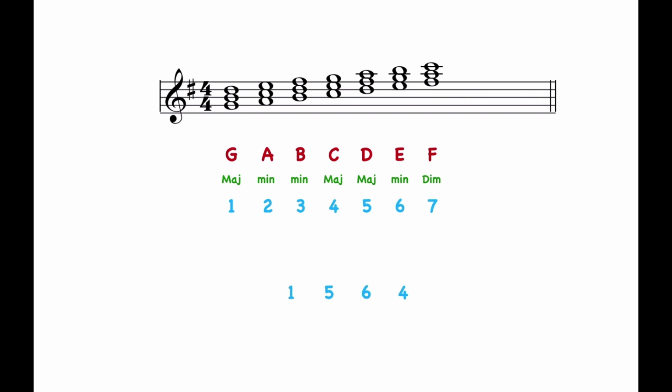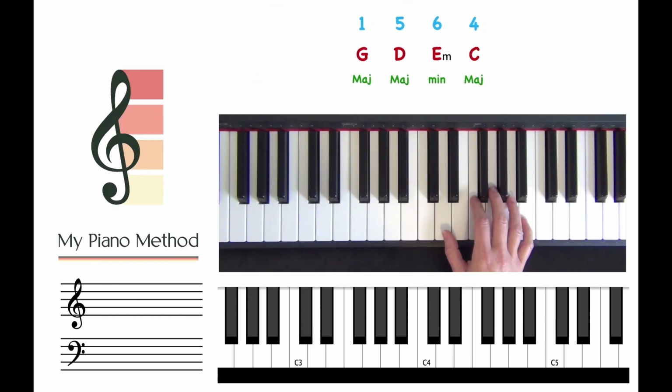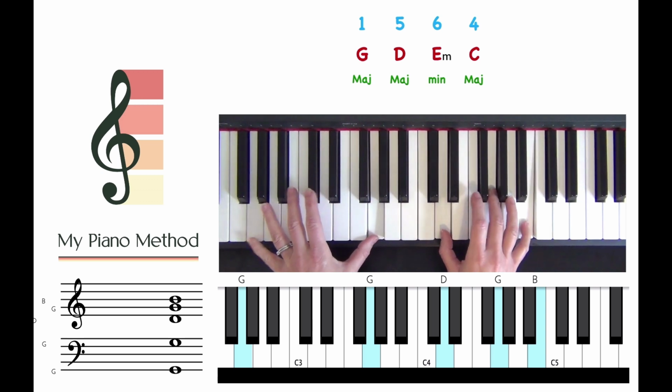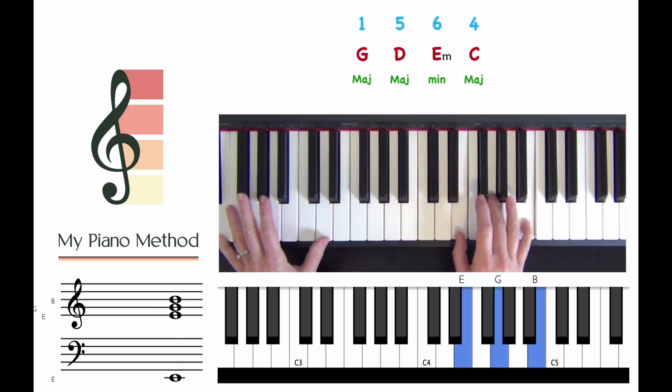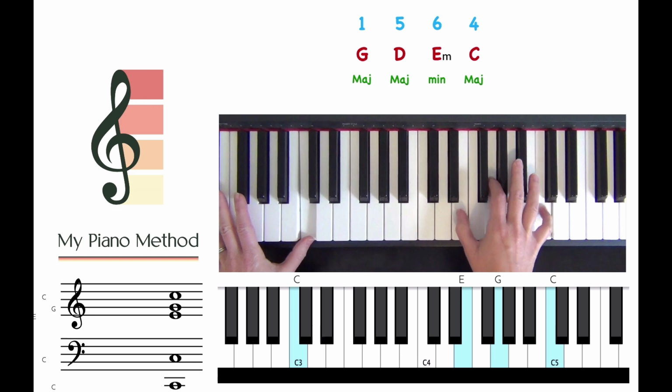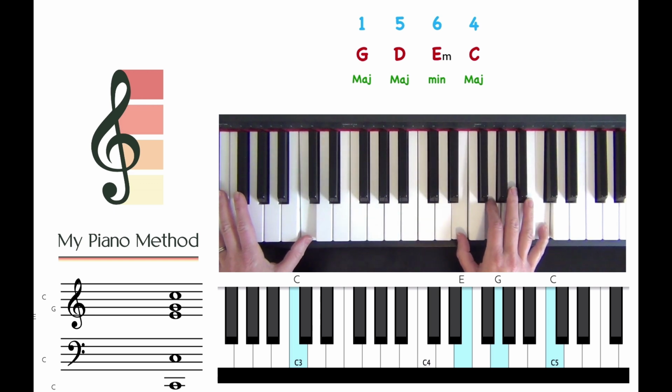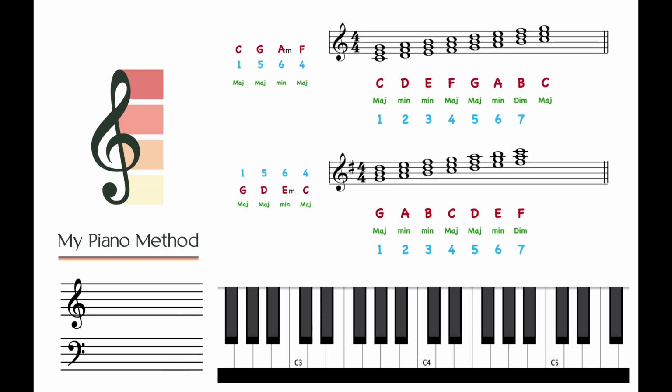So chord 1 will be the G major. Chord 5 will be the D major. Chord 6 will be the E minor. And chord 4 will be the C major. And you can now hear, if I play these, it sounds the same, it's just in a different key. So the 1, 5, 6, 4 chord progression stays the same, but the key can change.